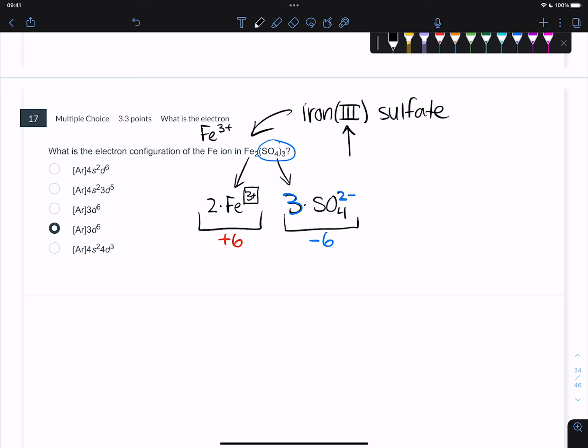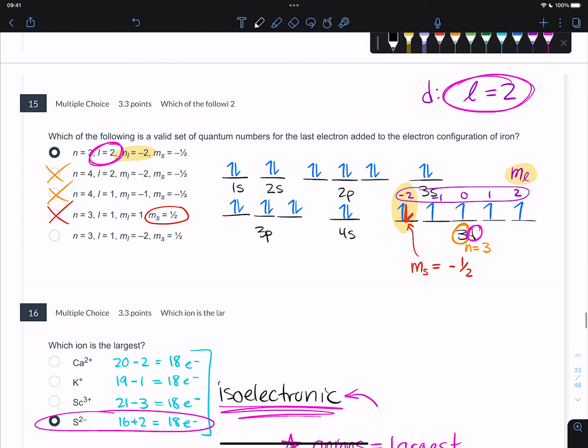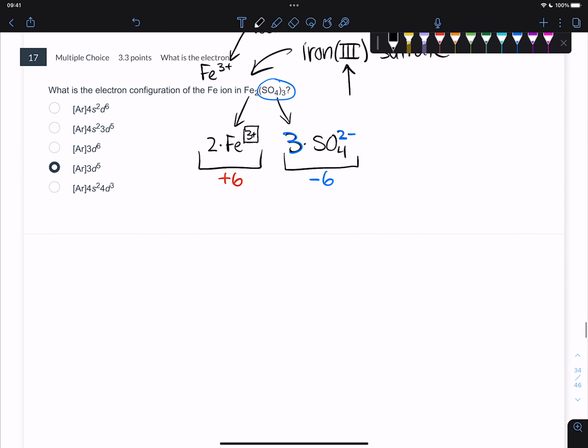What does that mean? Remember, when there's a positive charge, it's a cation, and that means that it has lost electrons. In this case, it has lost 3 electrons. So whatever the normal electron configuration is for iron, this one's going to be 3 less. Actually, I'll write out the normal configuration. No point in doing the orbital diagram right now. So let's do that. Iron is 1s2, 2s2, 2p6, 3s2, 3p6.